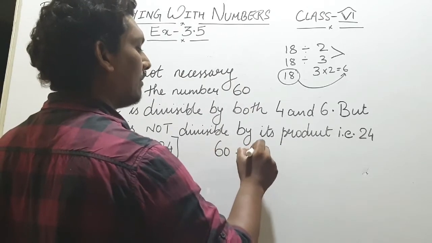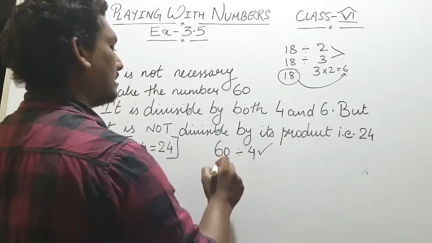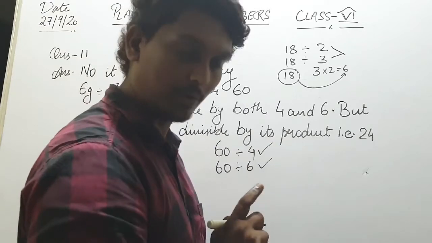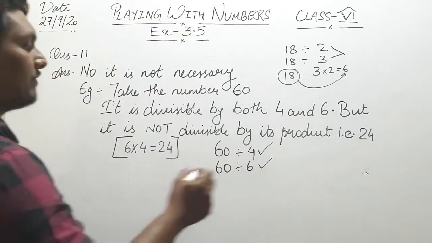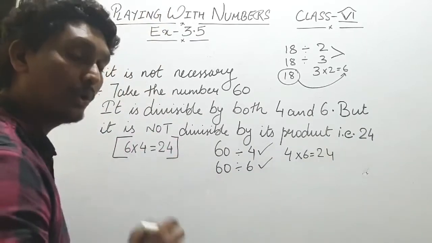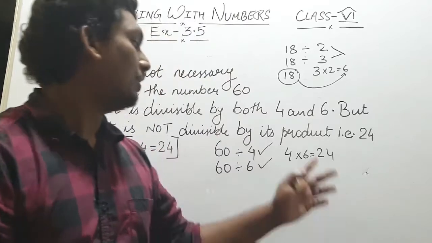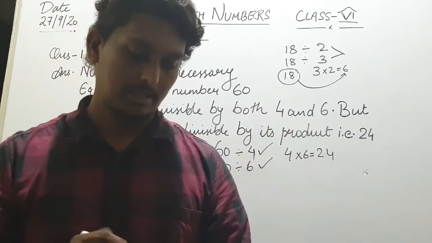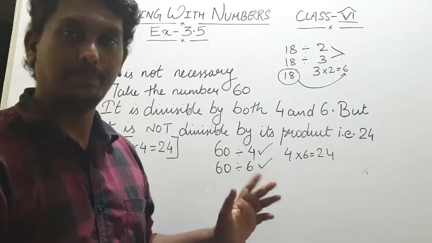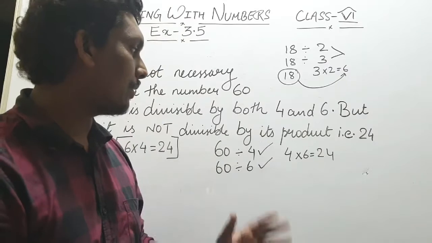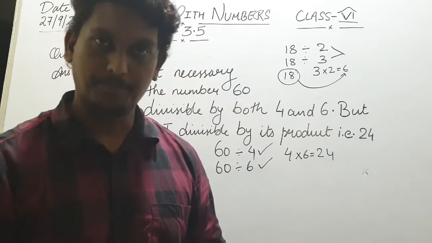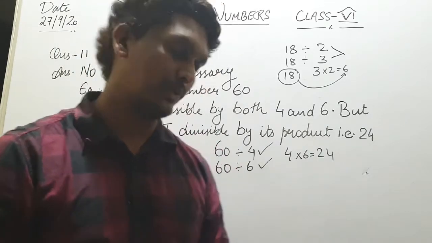But in this case, what is happening? 60 is divisible by 4, right? And 60 is divisible by 6, right? Now the problem is, when we multiply these two, 4 into 6, what do we get? That is 24, right? So 60 is not divisible by 24. Why? Because in the table of 24, 60 doesn't come, right? That's the answer of this question.